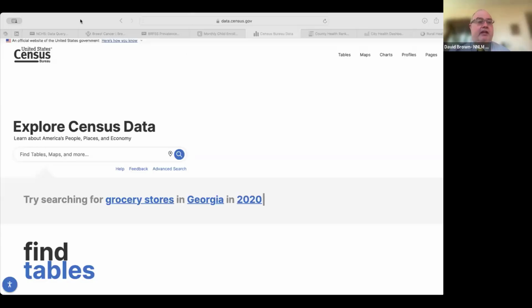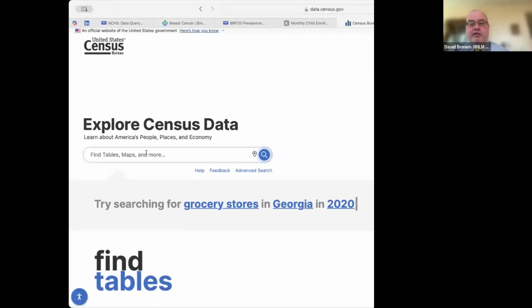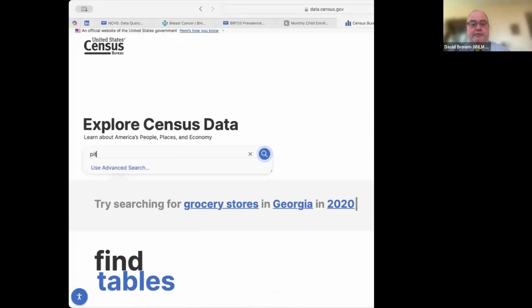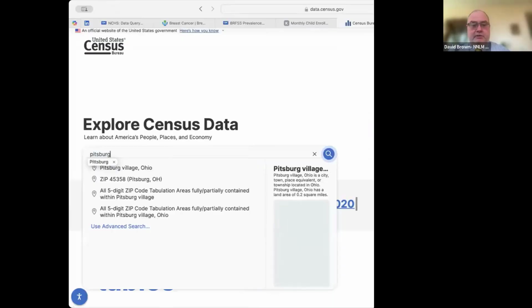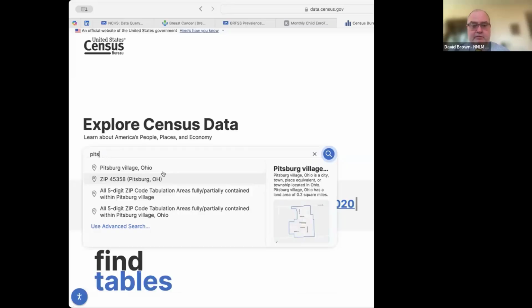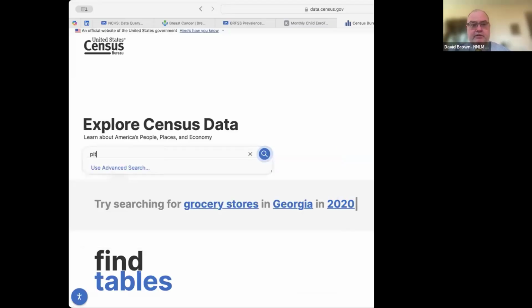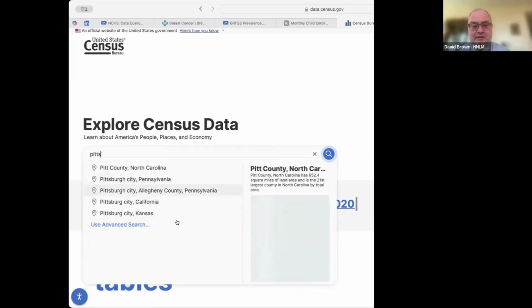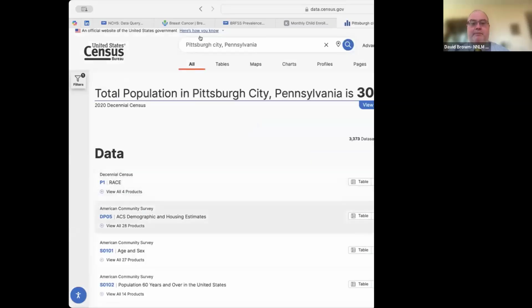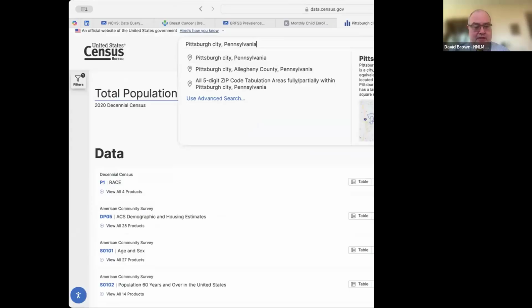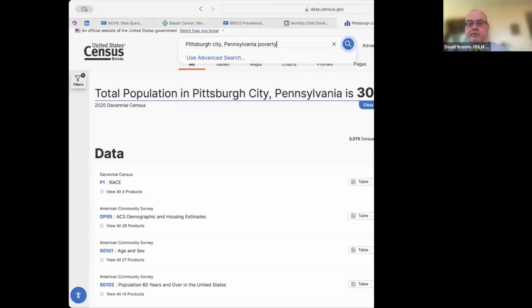So if we want to specifically look at an example here, we can type in here. Let's just look at Pittsburgh in Pennsylvania. So if we're going to look at the city of Pittsburgh in Pennsylvania, we can then also say we want to look specifically at poverty. Let's see what it'll do. I might have to do it advanced, but we'll see.